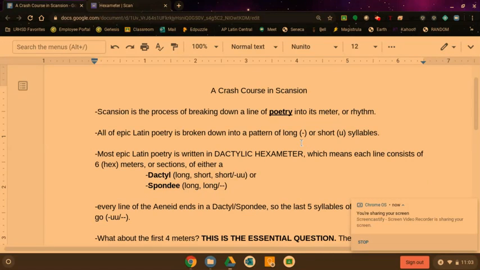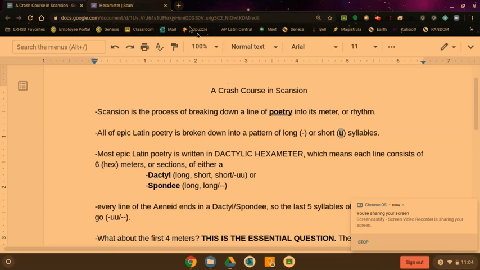Okay, guys, I'm going to try to quickly explain scansion so you guys have a fighting chance. Scansion is the process of breaking down a line of poetry into its meter or rhythm. Every line of epic Latin poetry, which all of the Aeneid is, is broken down into a pattern of long or short syllables. A long syllable you would designate with a dash, and a short syllable you designate with a U. So every line of Latin poetry is a combination of long and short syllables.